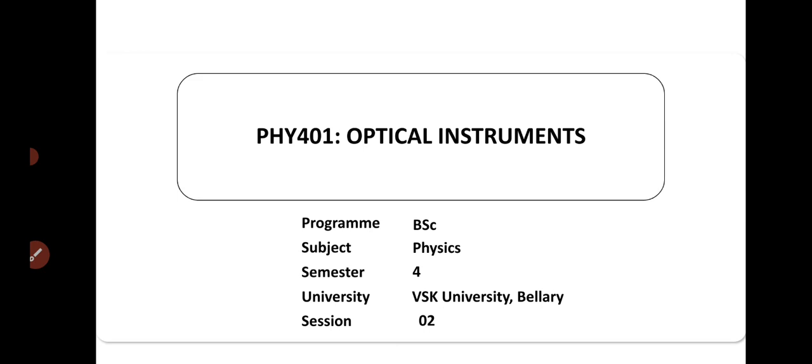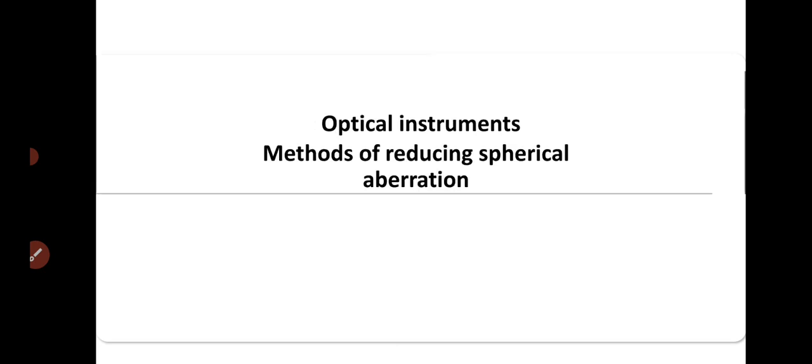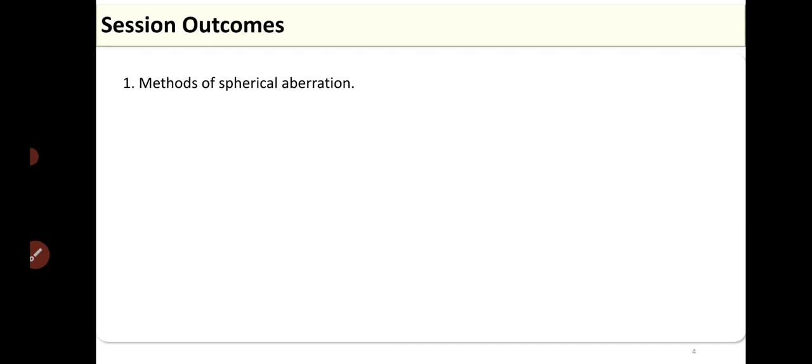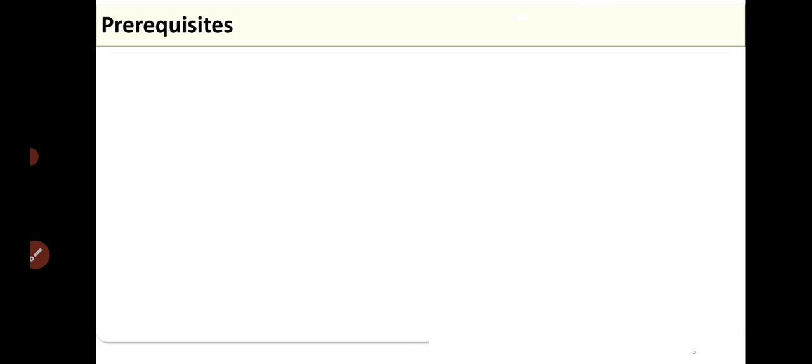Topic is optical instruments, BSc 4th semester. Session 2, optical instruments. Here we discuss methods of reducing spherical aberration. Learning objectives are to know about the optical instrument and understand the application of optics, and the session outcome is methods of reducing spherical aberration. Prerequisites are optics, interference, diffraction, and polarization.